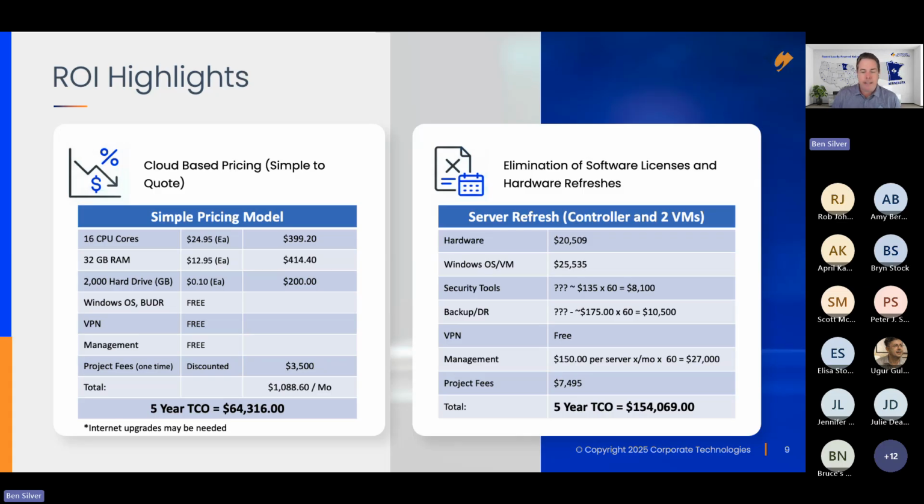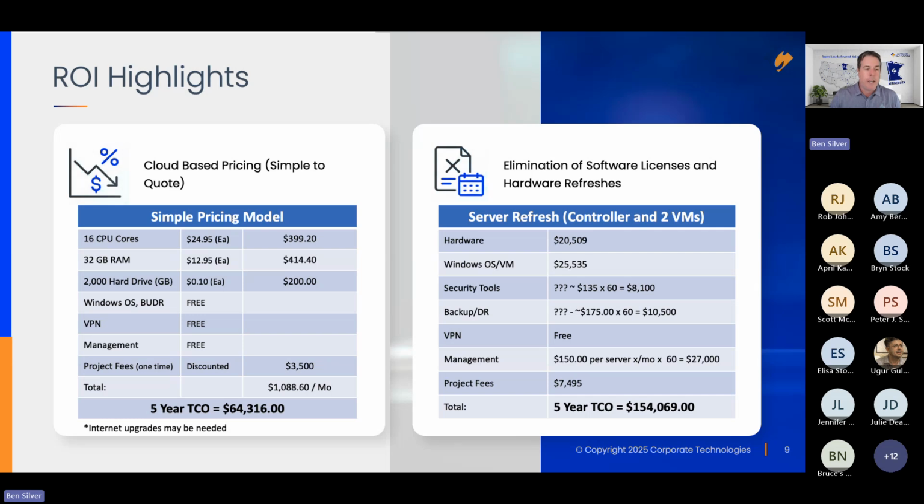Now, if we take that exact same example and the same compute resources that are needed to provide that service, in our cloud environment, we go to a simple pricing model where you just pay for the cores you need, the RAM you need, and the hard drive space you need. We include with our service the Windows OS licensing, the backup and disaster recovery, the VPN, and the management of the solution, all included in that cost.